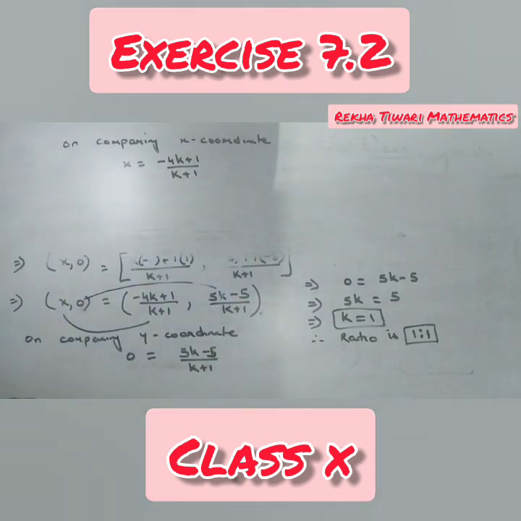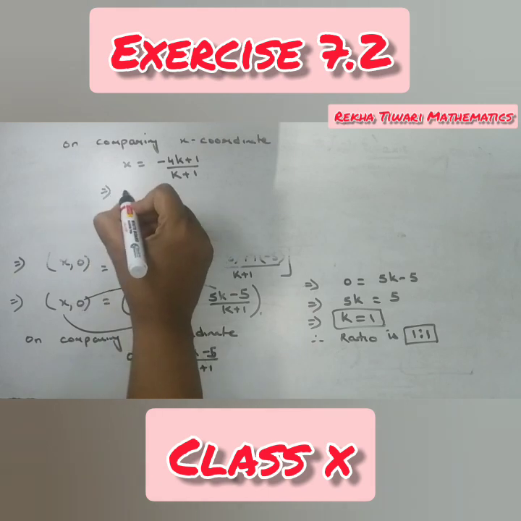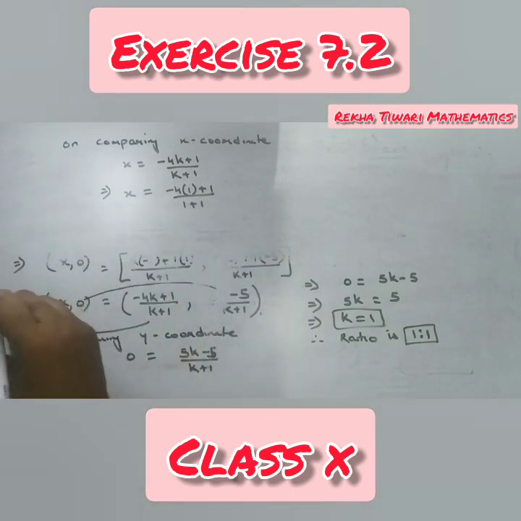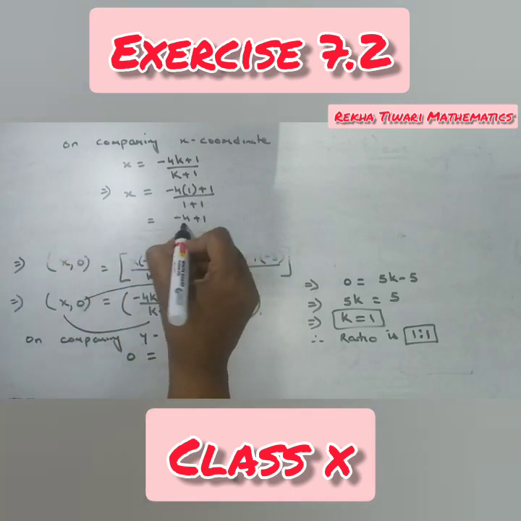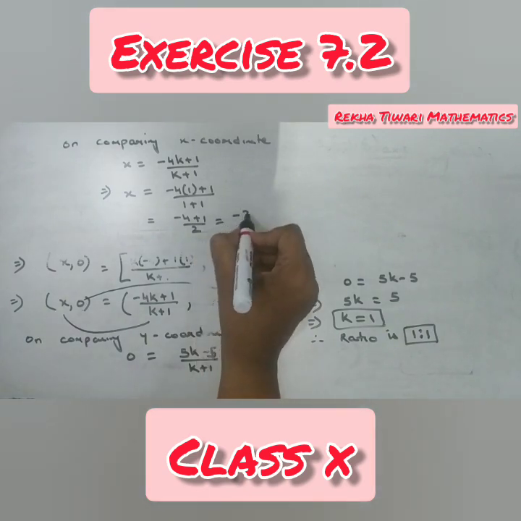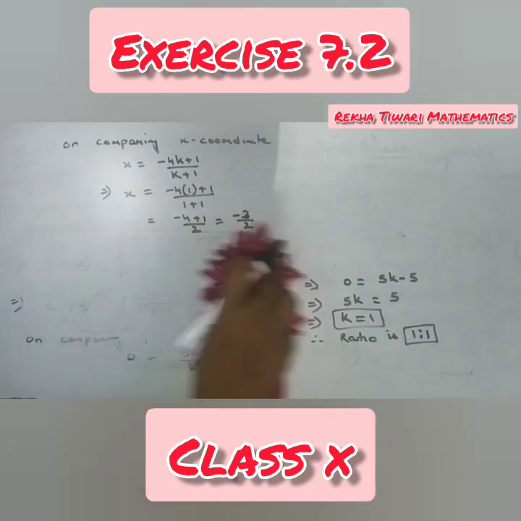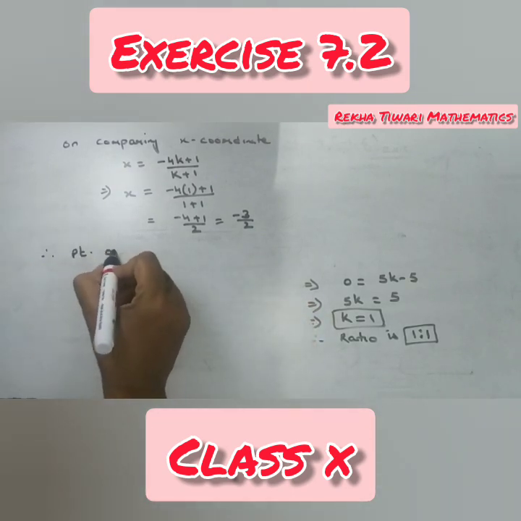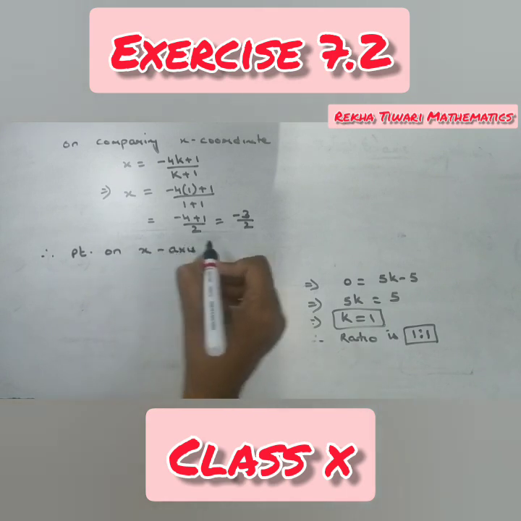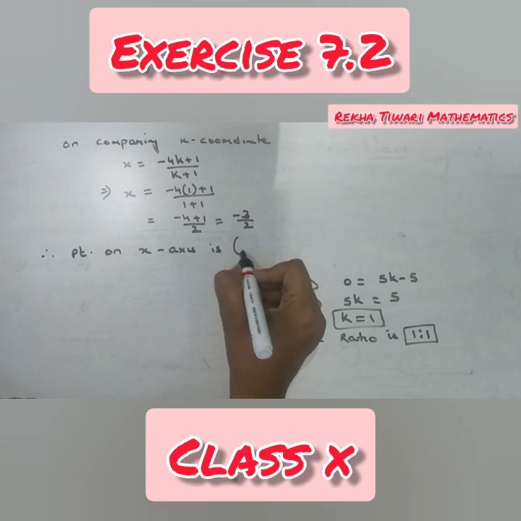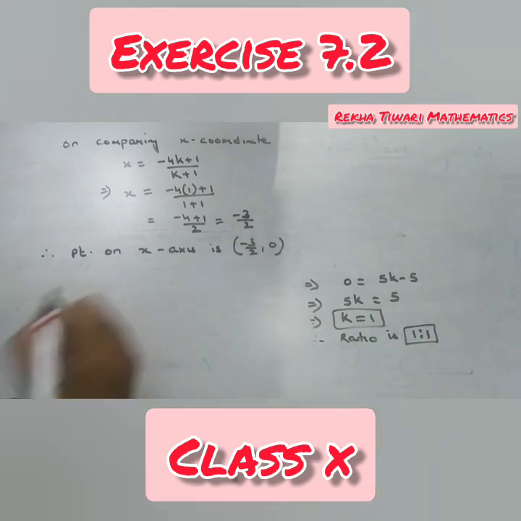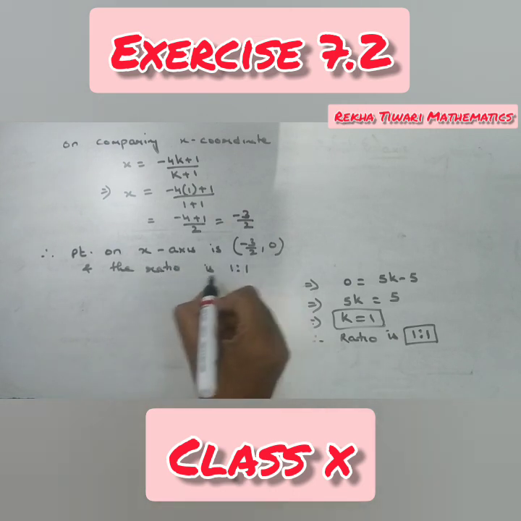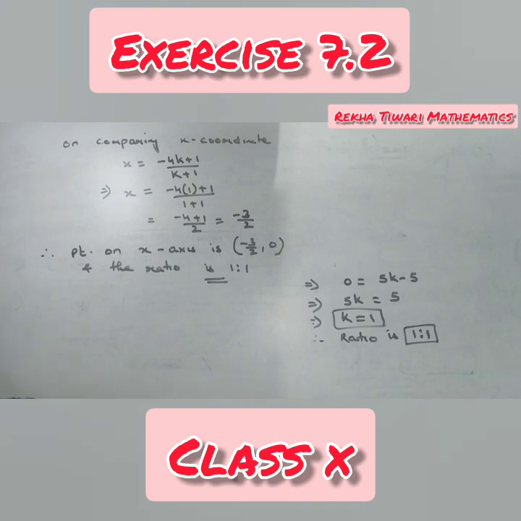Put in the value of k here. What is the value of k? K is 1. So this implies x is equal to minus 4 into 1 plus 1 upon 1 plus 1. This implies minus 4 plus 1 upon 2 and this is minus 3 by 2. Therefore, the point on x-axis is minus 3 by 2 comma 0 and the ratio is 1 is to 1. So in this way you have to solve the question.